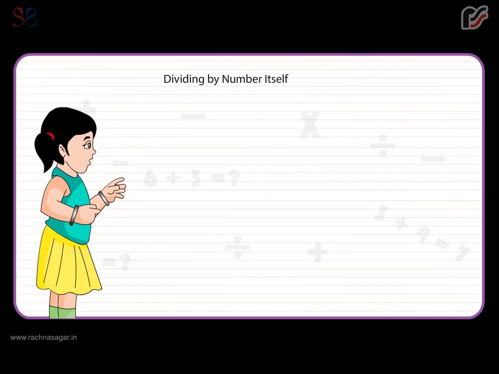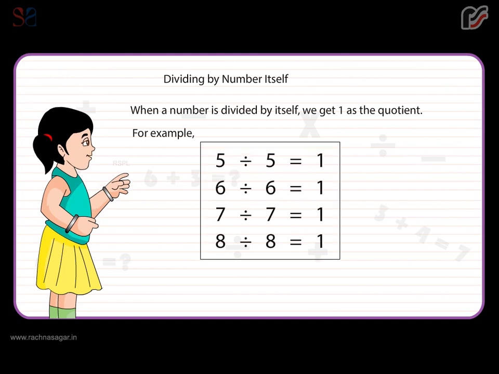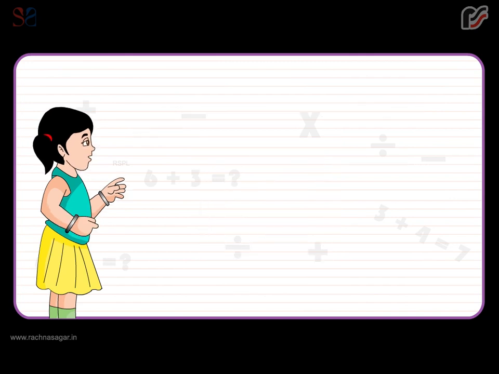Dividing by number itself. When a number is divided by itself, we get 1 as the quotient. For example, 5 divided by 5 is equal to 1. 6 divided by 6 is equal to 1. 7 divided by 7 is equal to 1. 8 divided by 8 is equal to 1.